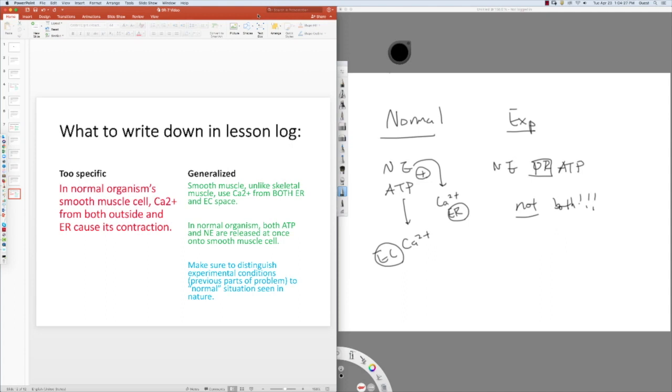Second, in a normal organism, both ATP and NE are released at once onto smooth muscle cells. So this is kind of like the other part of the problem that we looked over because we were so focused on NE versus ATP from part A.